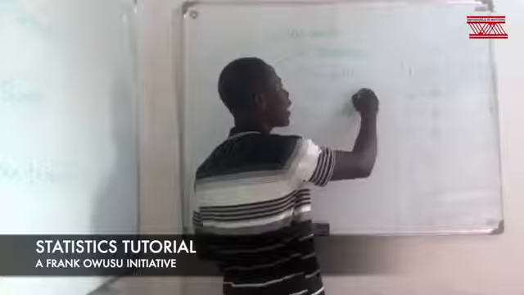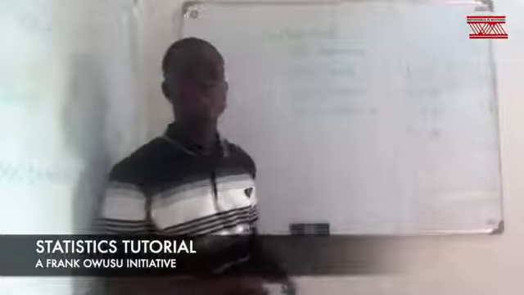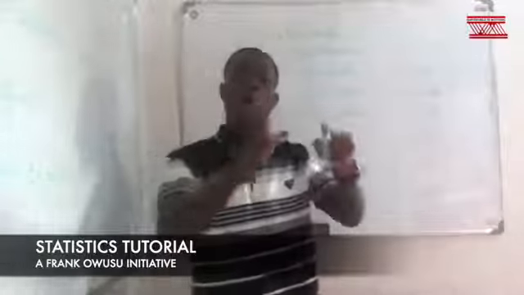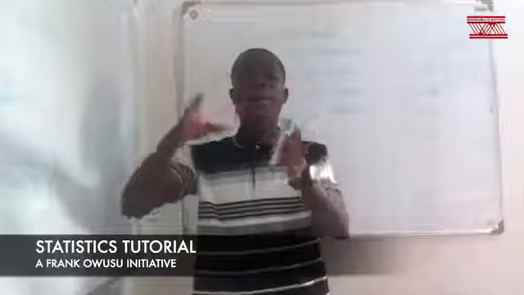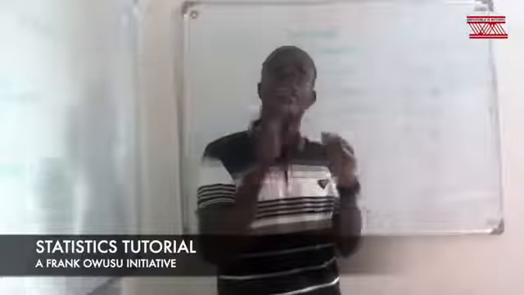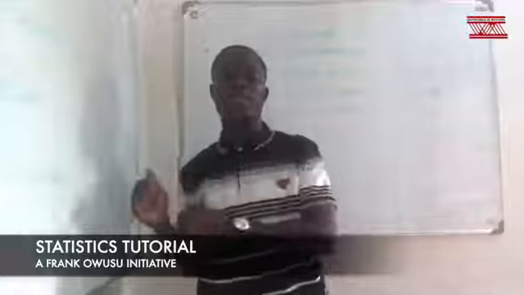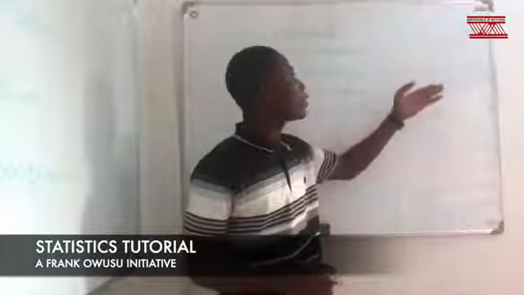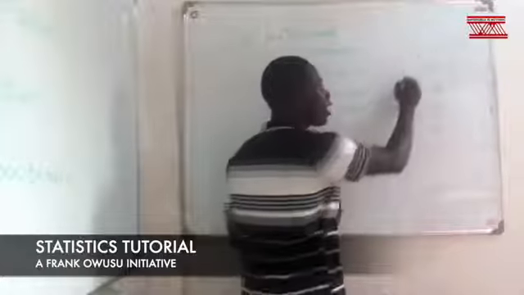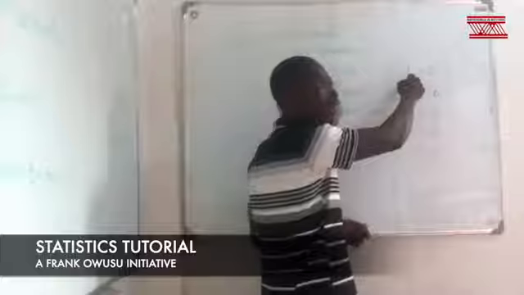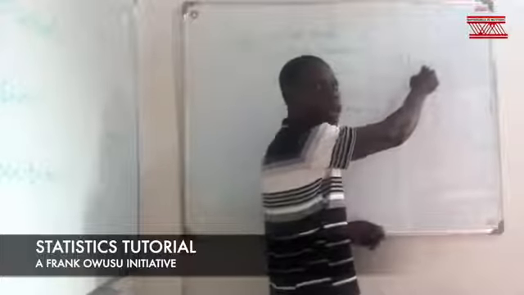Let's go to the class limits. Under statistics, basically we have two types of class limit: the lower class limit and the upper class limit. I'm going to explain what the lower class limit and the upper class limit are, using this first class interval, 1 to 5. The 1 is my lower class limit and the 5 is my upper class limit.